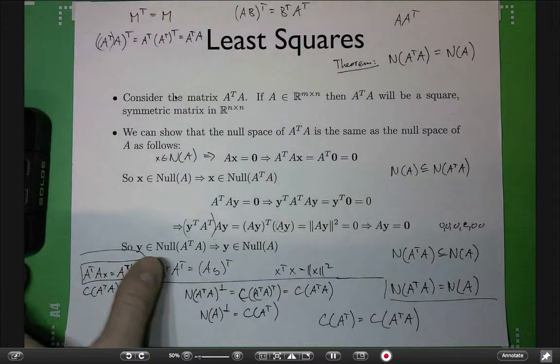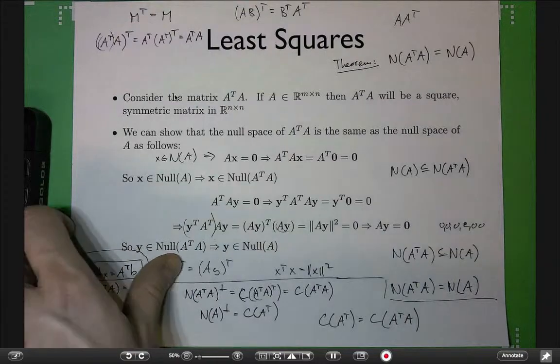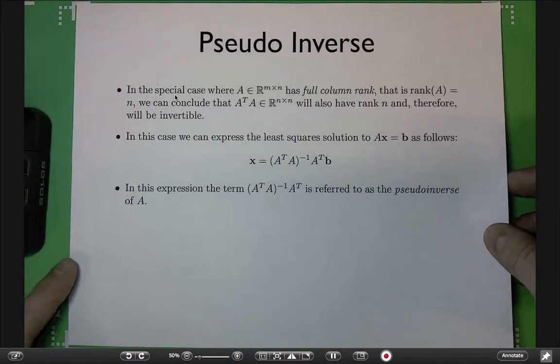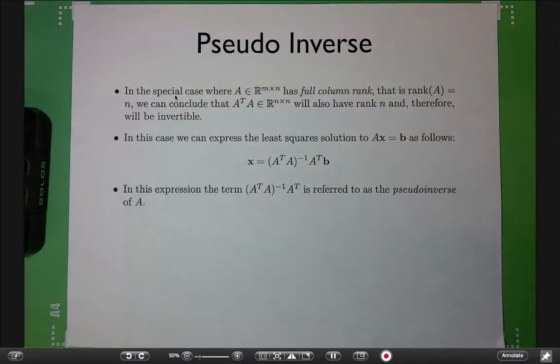All right, so we are close to finding it. So how do we find it? We can find it using the pseudo inverse. I was mentioning the pseudo inverse previously. Here is finally what it is.